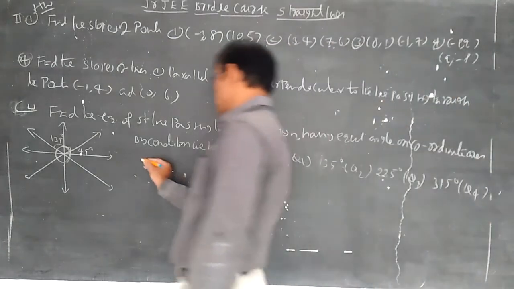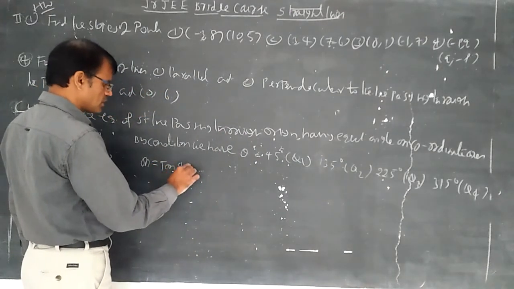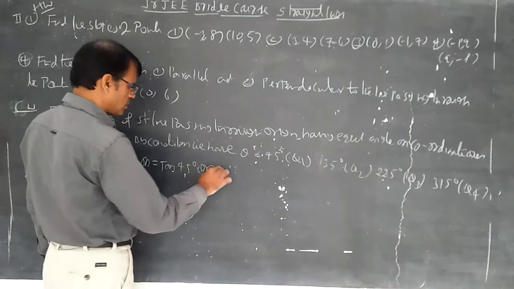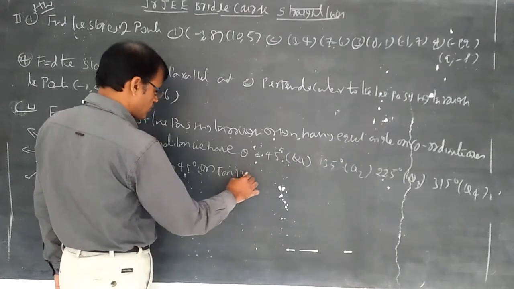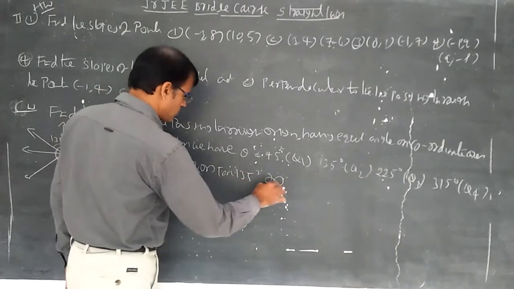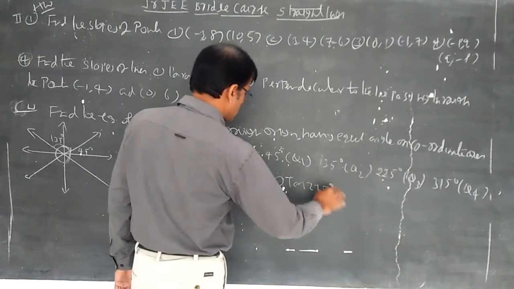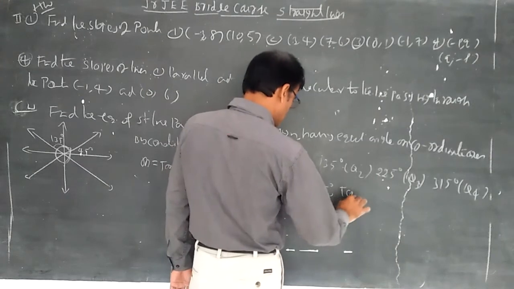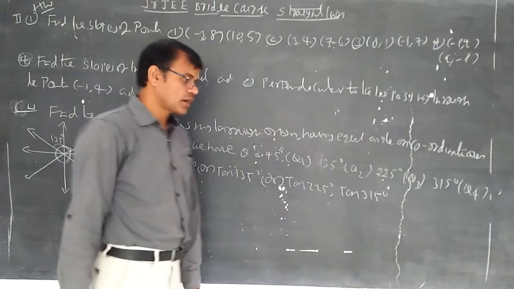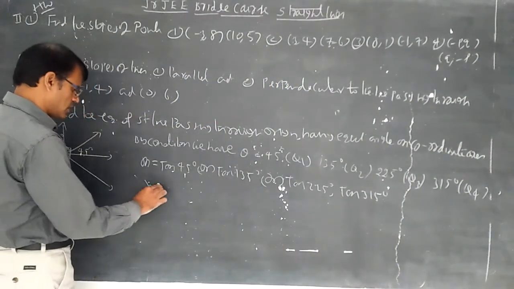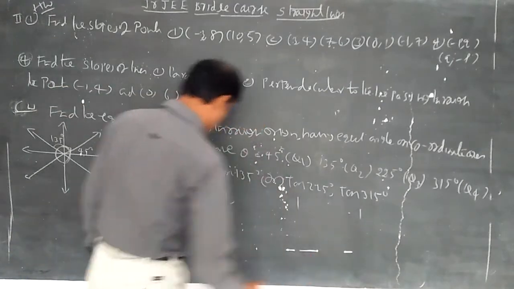So m is equal to tan theta, which is equal to tan 45 or tan 135 or tan 225 or tan 315 degrees. According to trigonometry, we know that tan 45 is equal to 1, this is minus 1, this is 1, this is minus 1.